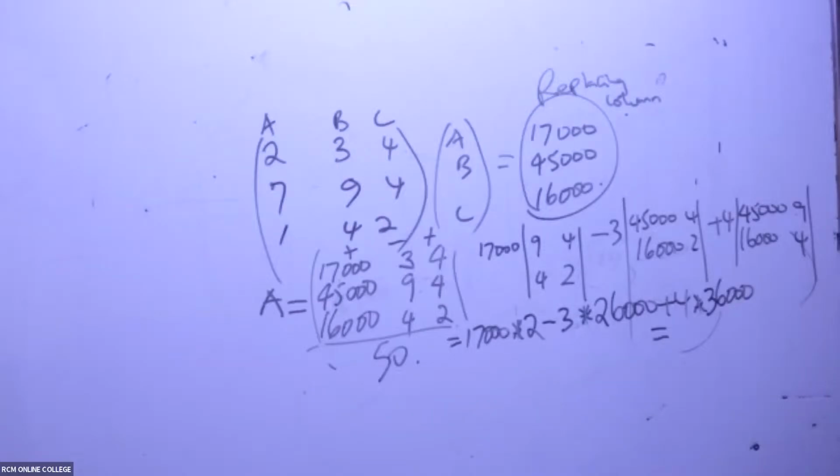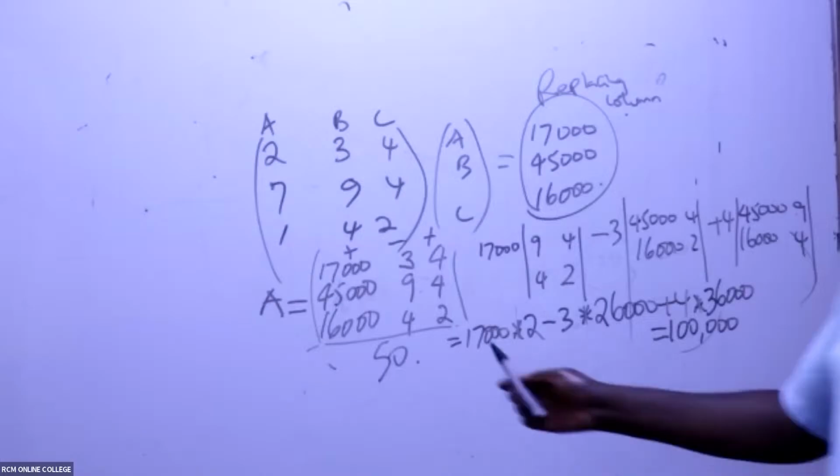17,000 times 2 minus 3 times 26,000 plus 4 times 36,000. Give me an answer. Yeah, I'm being given there, although I need some confirmations. 100,000. I'm being given a figure of 100,000. Is it 100,000 or 1 million? If you use comma separators, 1 million, use comma separators, 100,000. Please, Diana, check well. It's 100,000.